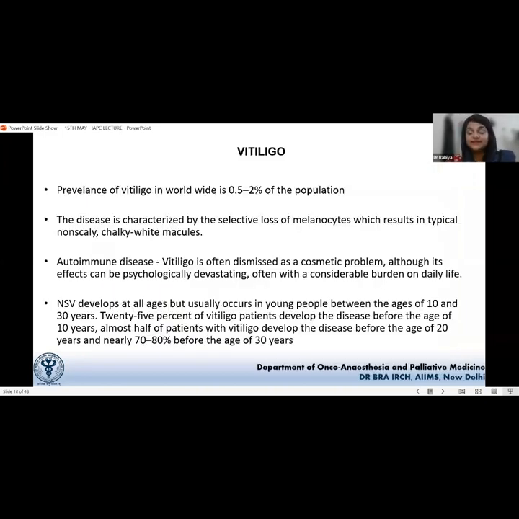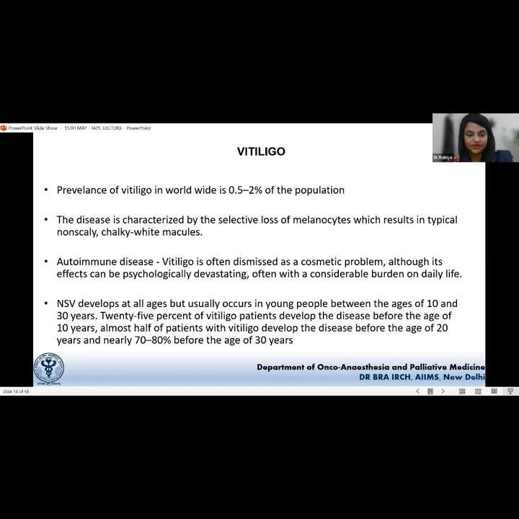Now let's look into the second condition, that is vitiligo. The prevalence of vitiligo in the worldwide population is around 0.5 to 2%. The disease is characterized by selective loss of melanocytes, which give pigment to the skin. It results in typical non-scaly, chalky white macules. Now, vitiligo is also an autoimmune disease. It is often dismissed as a cosmetic problem, although it affects both the psychological and the physical devastatingly, often with considerable burden in the daily life.